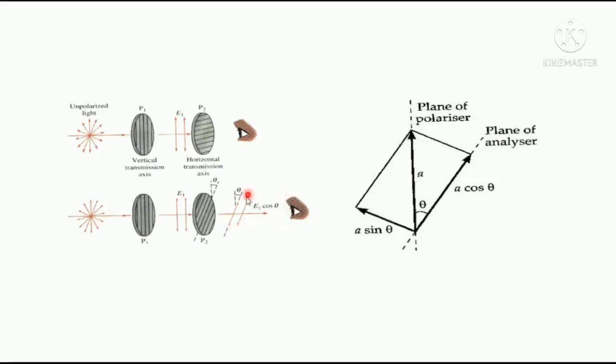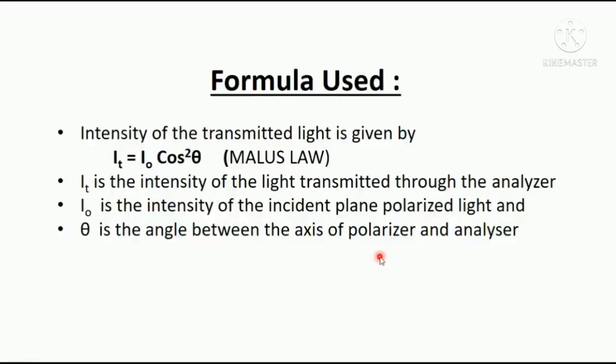But if the analyzer has its pass axis inclined to the polarizer at some angle, then let us see that this is the pass axis of the polarizer, and so the vibrations are allowed in this direction. So when this light falls on the analyzer which has its pass axis in this direction, the component of it, which is a cos theta in this direction, is allowed to pass through, whereas a sin theta is blocked. So we get an intensity at the output which is less. So this intensity of the transmitted light is given by I_T = I_0 cos^2 theta, which is also known as Malus law.